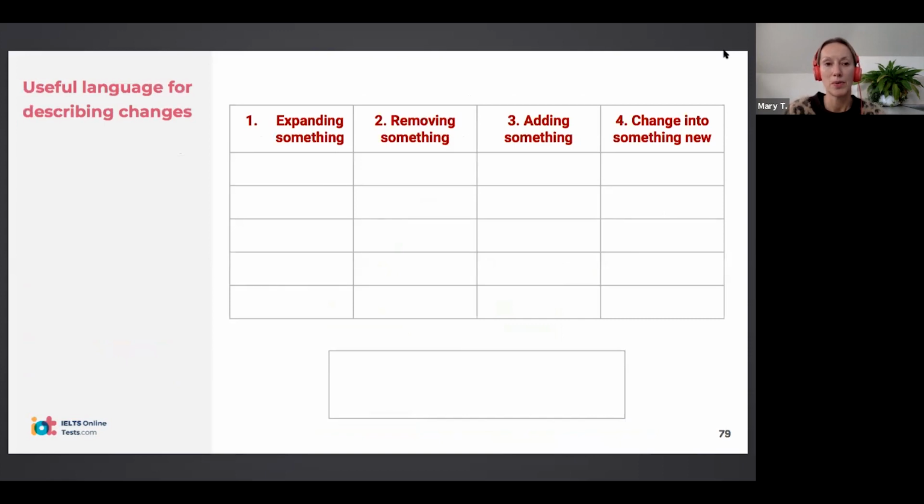Okay, so it's really important when you're doing this type of task that you have a wide variety of language that you can use. So we're just going to look at some of that now. I'd just like you to tell me which box each word goes into. So the first one is constructed.